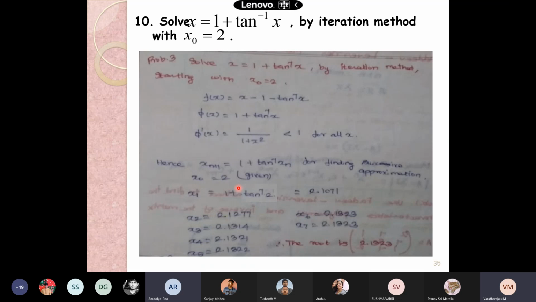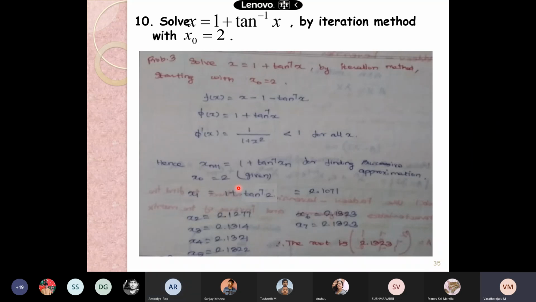Then 1, then give AC, and then 1 plus tan inverse. You need to give shift and tan. That returns tan inverse, and our answer is root 2. Tell me whether this is the result you are getting, or any other different answers. Amal: 2.1071. Very good.